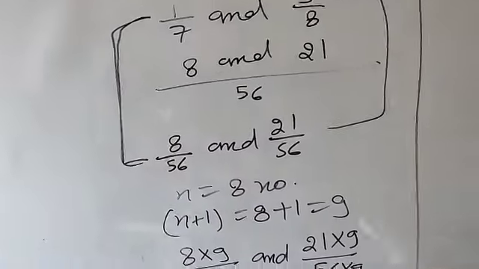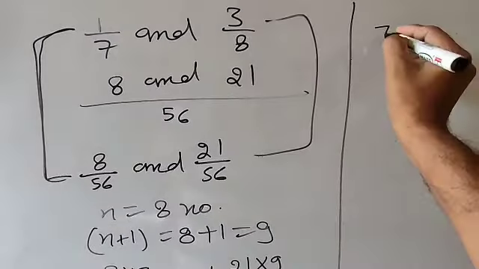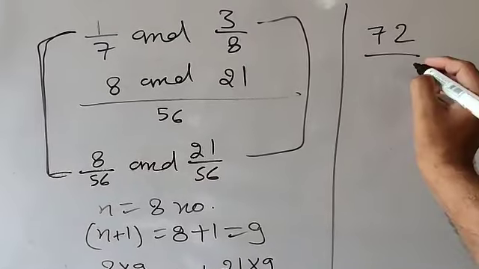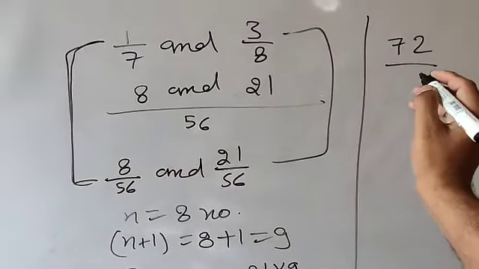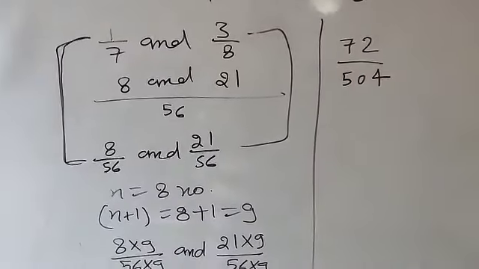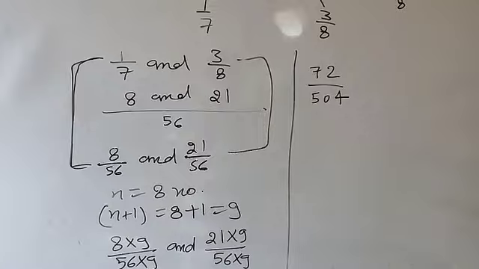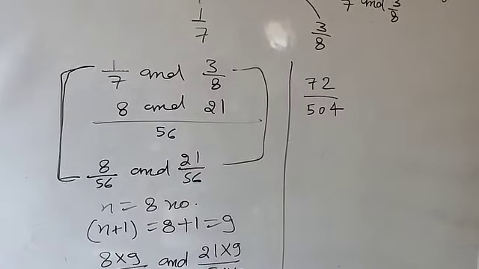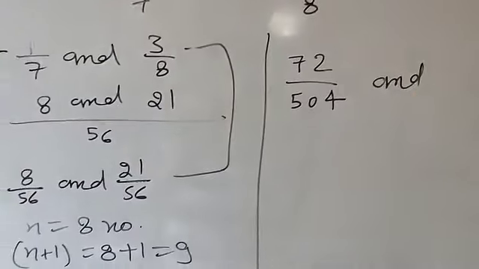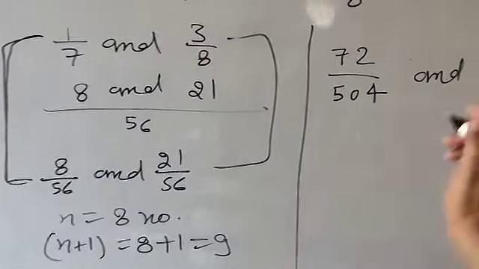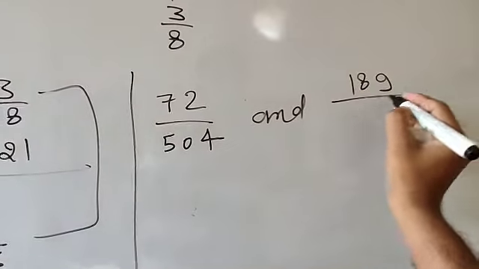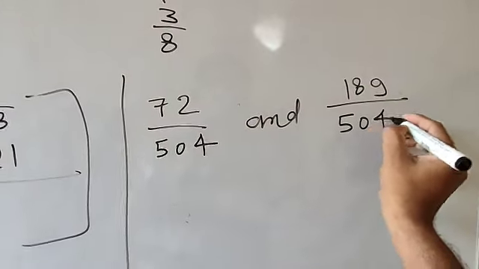Now if you multiply, 8 times 9 is 72. If you multiply 56 and 9, 9 times 6 is 54, 9 times 5 is 45 and 5 makes 50, so it will be 504. So 72 upon 504. In the same way, if you multiply 21 into 9, that will be 9 times 1 is 9, 9 times 2 is 18, so 189 upon 504, with 56 into 9 being 504.